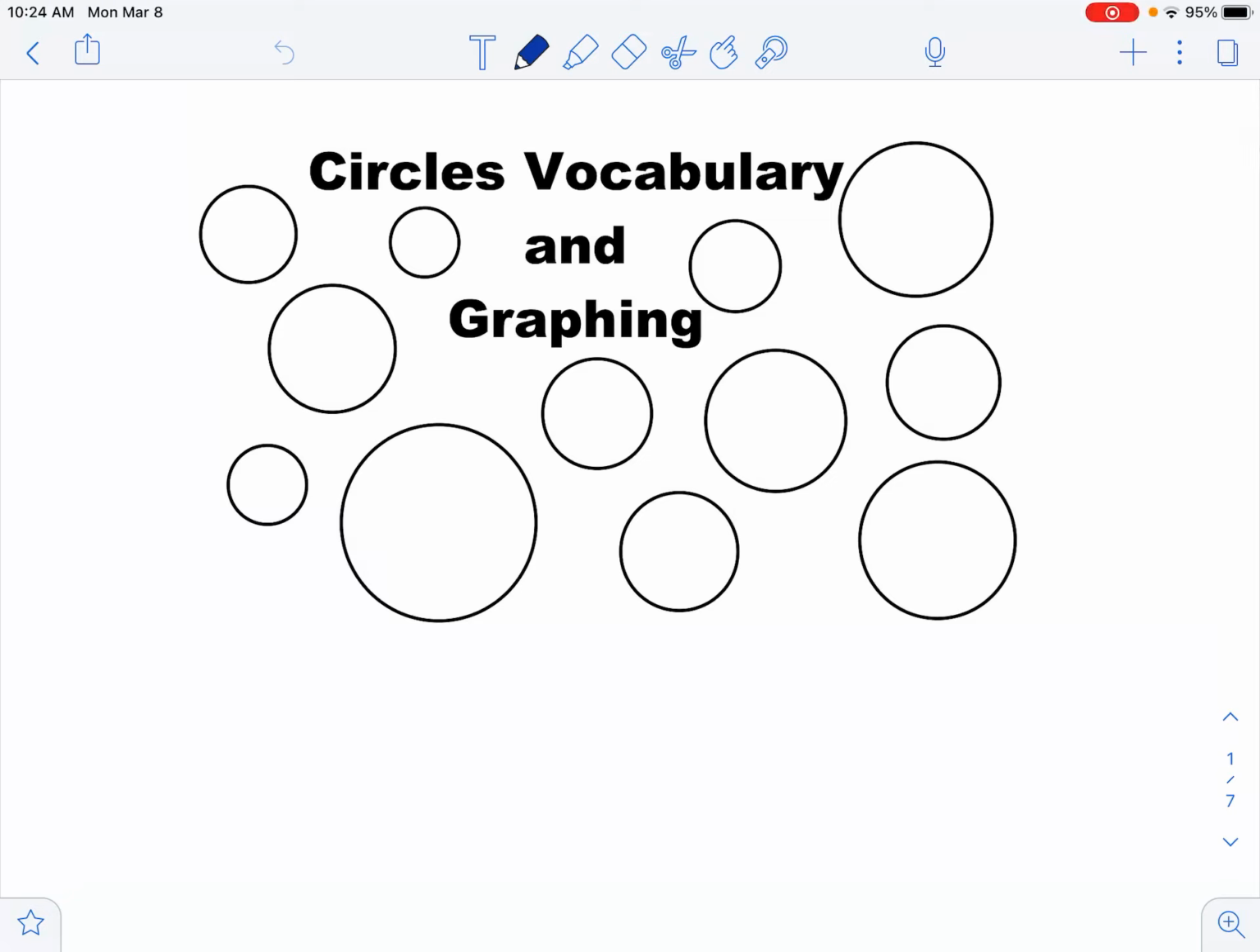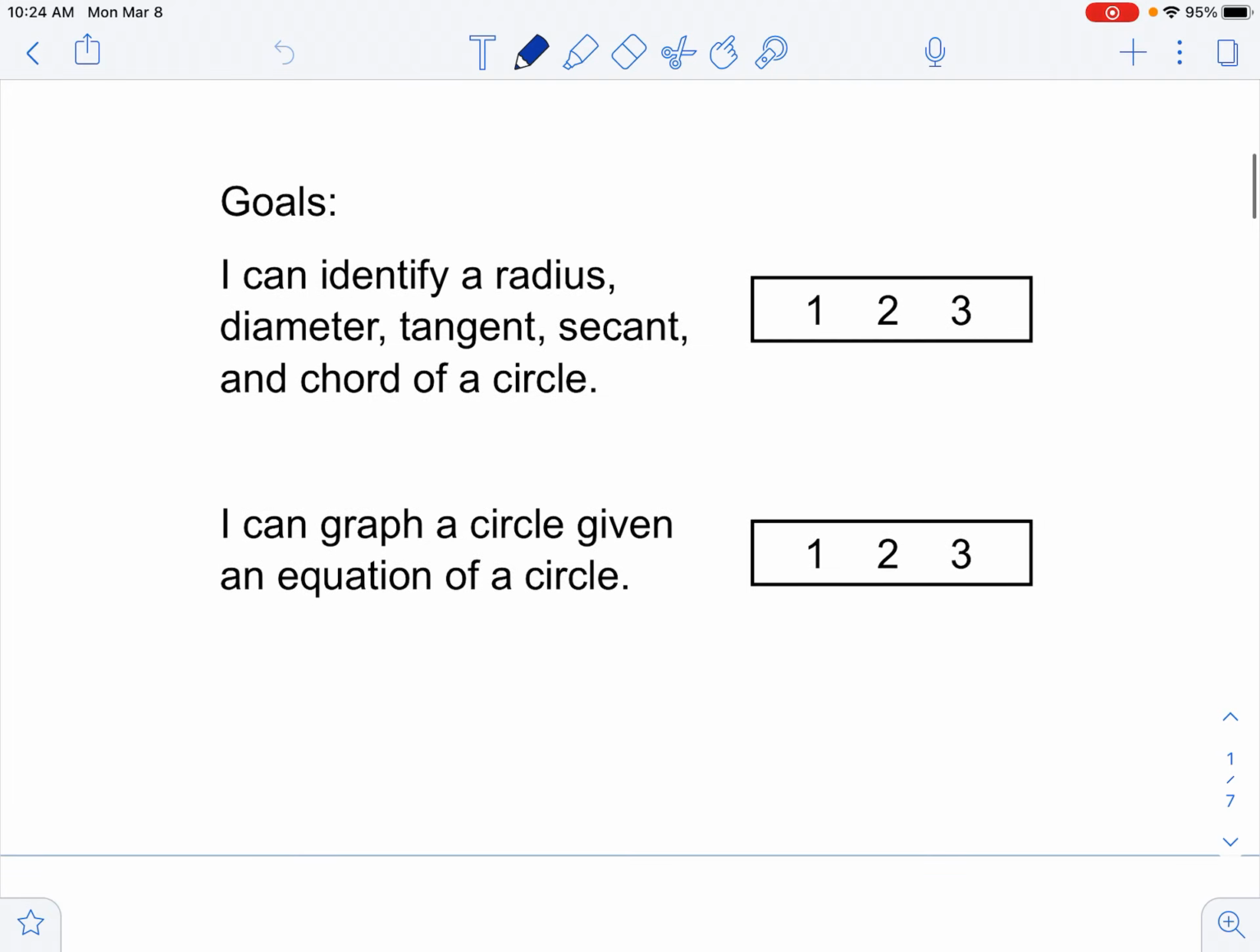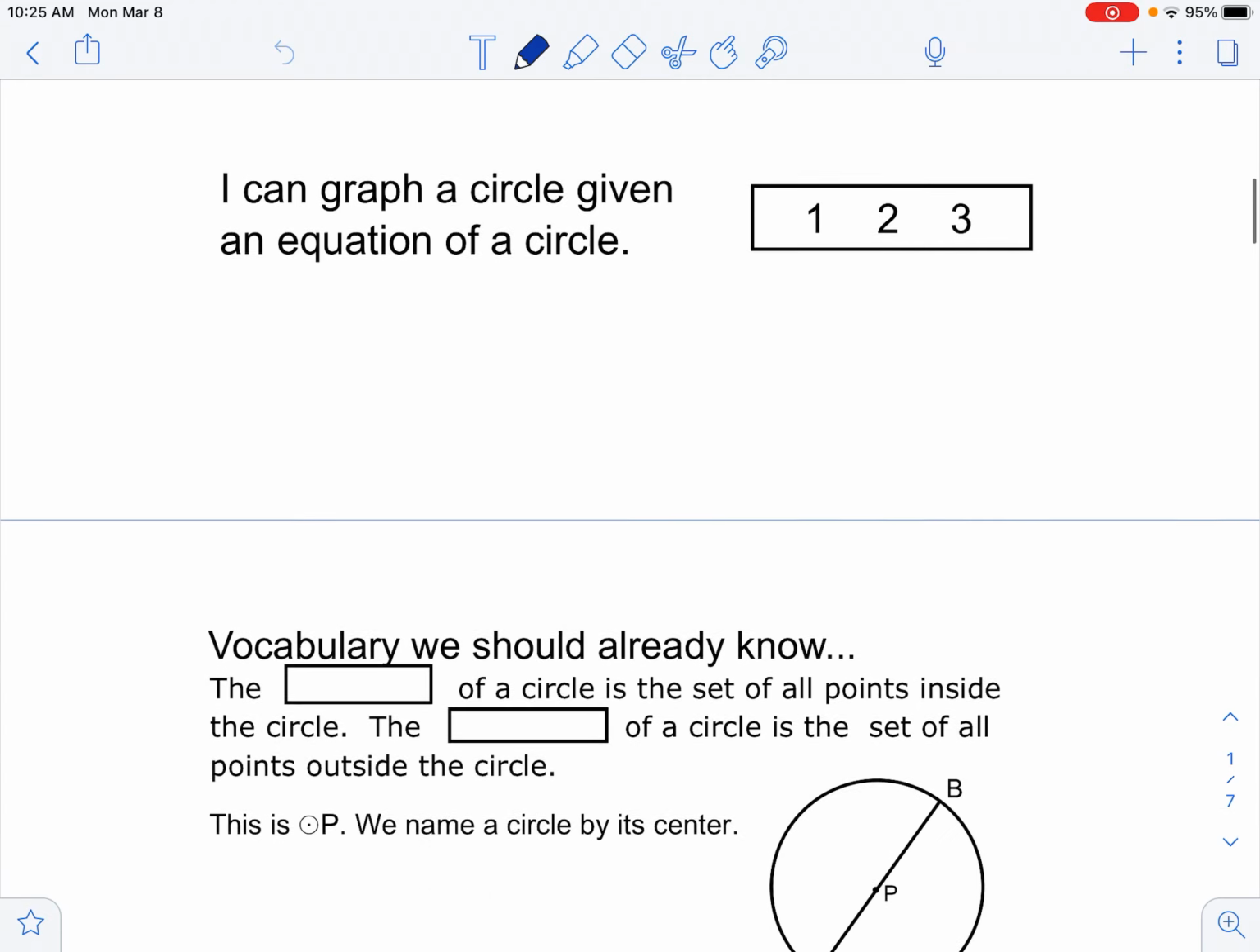All right, this is the first section in chapter 9, which is all about circles, and our first lessons on circles vocabulary and graphing. We have two goals for today. Goal number 1 is I can identify a radius, a diameter, a tangent, secant, and a chord of a circle. So those are all vocabulary words for a circle. Do you know what all of them are? And then the second goal is I can graph a circle given an equation. So if I gave you an equation of a circle, can you graph it?